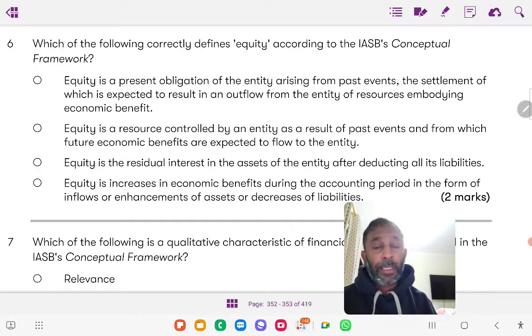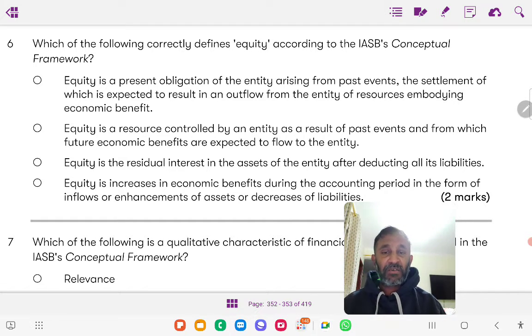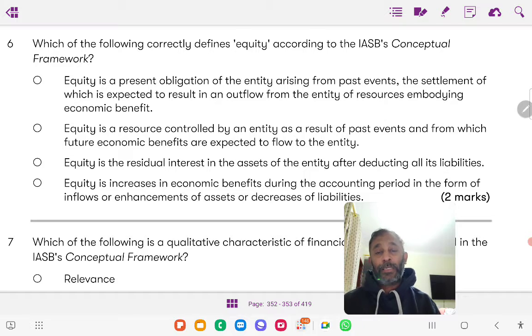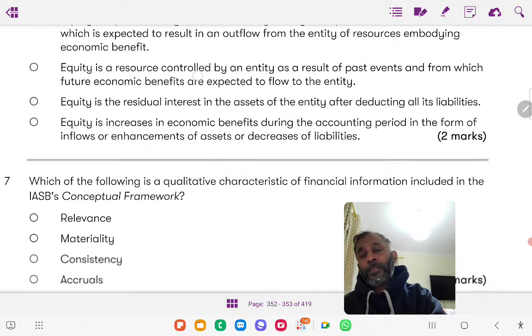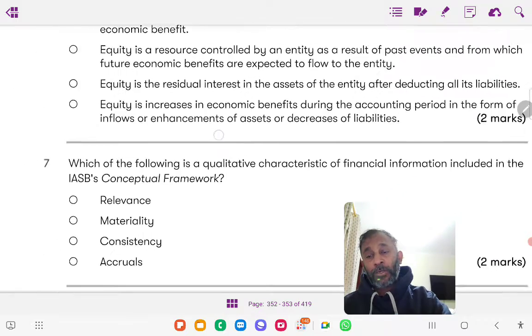Equity is a present obligation of an entity arising from past events. This leads to liability. So this is not equity. Equity is a resource controlled by an entity as a result of past event, and from which, this is actually defining asset. Third one, equity is the residual interest in the assets of the entity after deducting all its liability. This is exactly what the answer is. Fourth one, equity is increases in economic value, that's profit. So the correct answer is the third option.